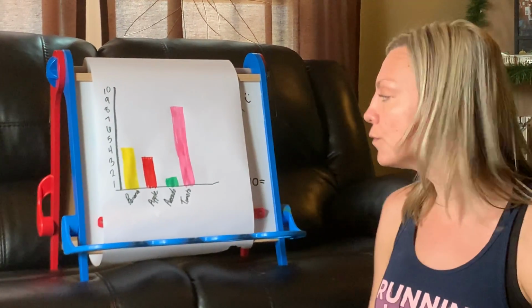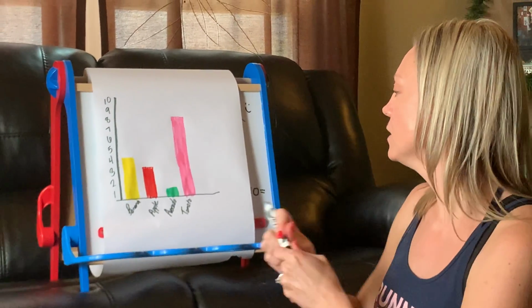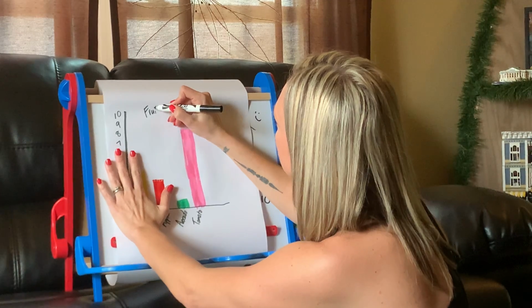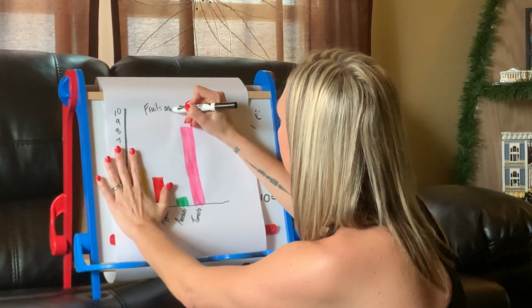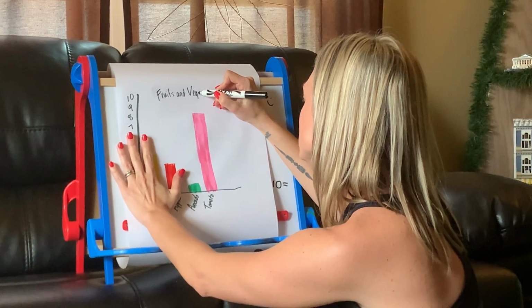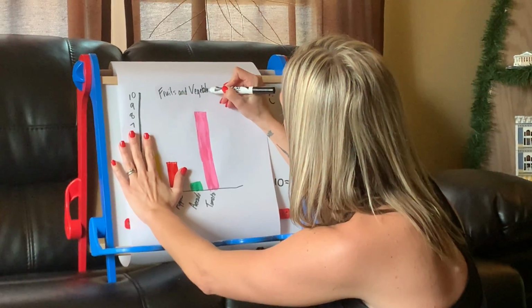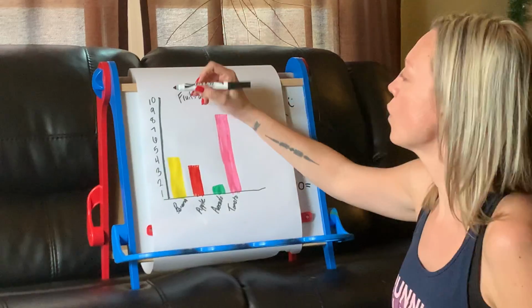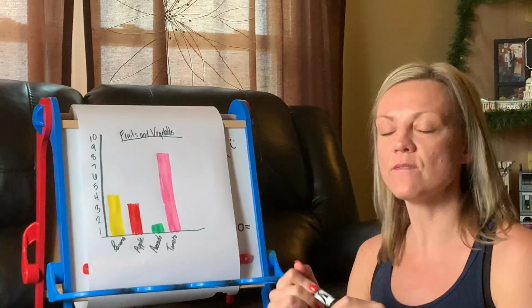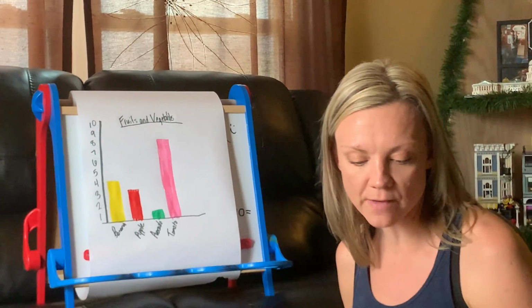I do need a title for my graph. So these are going to be fruits and vegetables. Remember to capitalize your title, make sure that you underline it, and then I have all of the parts of my bar graph.